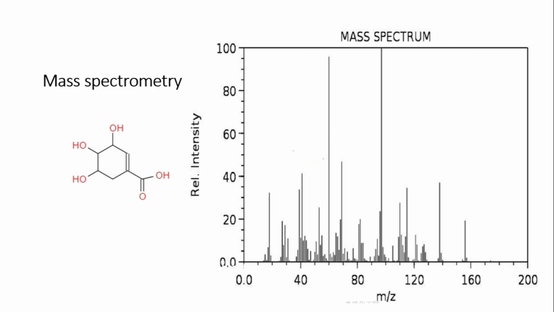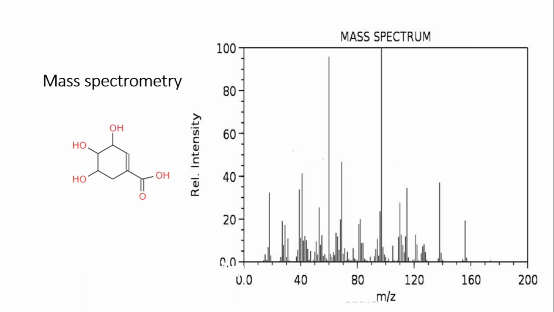When analyzing shikimic acid by mass spectrometry, several ionization techniques can be employed, including electrospray ionization (ESI) and matrix-assisted laser desorption ionization (MALDI). ESI is commonly used for polar and moderately polar compounds, while MALDI is suitable for both polar and nonpolar compounds.